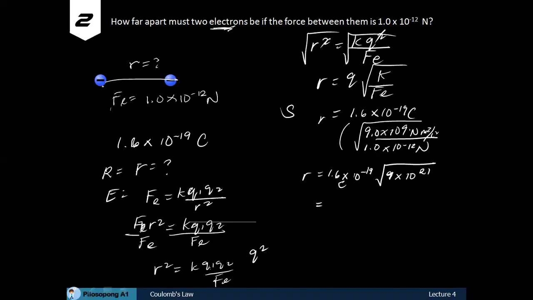Multiplying the square root of 9 times 10 raised to 21 with the value of the charge, we get an answer of 1.52 times 10 raised to negative 8 meters. So that is the distance between the two charges.